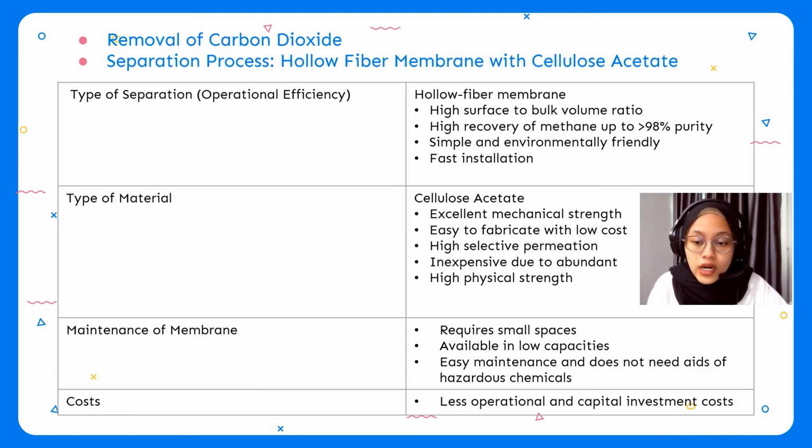For the removal of carbon dioxide, the separation technique chosen is the hollow fiber membrane with cellulose acetate as its material. This is because the hollow fiber membrane has a high surface to bulk volume ratio. It also has a high recovery of methane, up to 98% purity, and it is simple and environmentally friendly while being very fast to install. The material chosen is cellulose acetate because it gives excellent mechanical strength while being easy to fabricate at low cost. It has a high selective permeation towards carbon dioxide and is inexpensive due to its abundance. It also has a high physical strength.